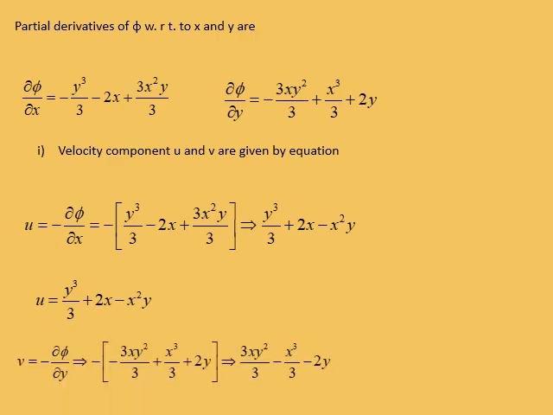Similarly, v = −∂φ/∂y. This is once again the relation between the velocity component and the velocity potential function. Substitute the value of ∂φ/∂y in this expression and simplify. After simplification, we get v, the velocity component in the y direction, given by 3xy²/3 − x³/3 − 2y.